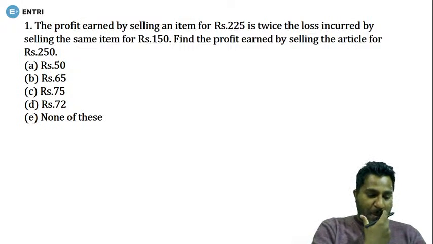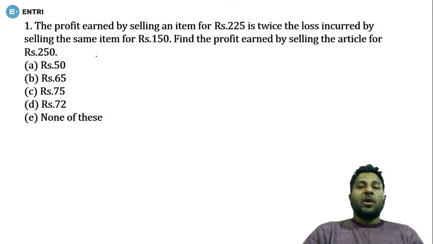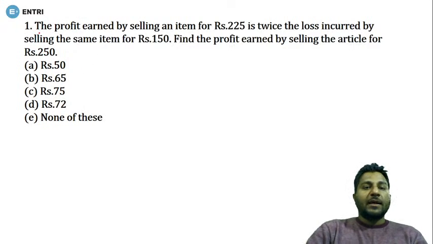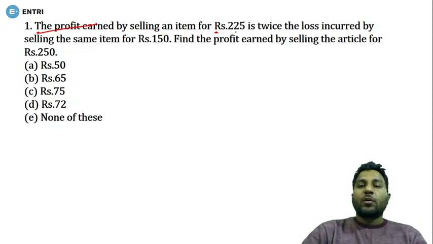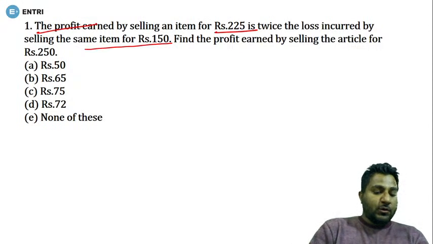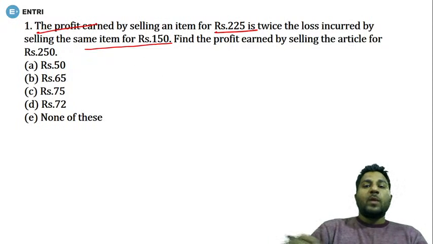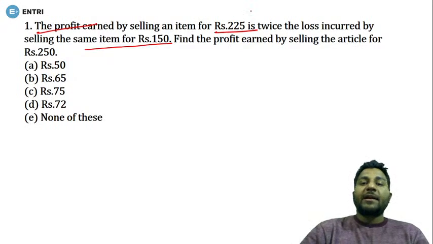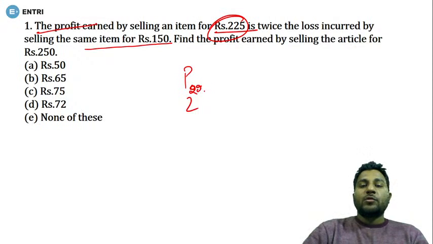Look, this question belongs to profit and loss. Solve this one. The profit earned by selling an item for rupees 225 is twice the loss incurred by selling the same item for 150. So when an item is sold at 225, your profit will be twice compared to 150, where your loss will be one time.